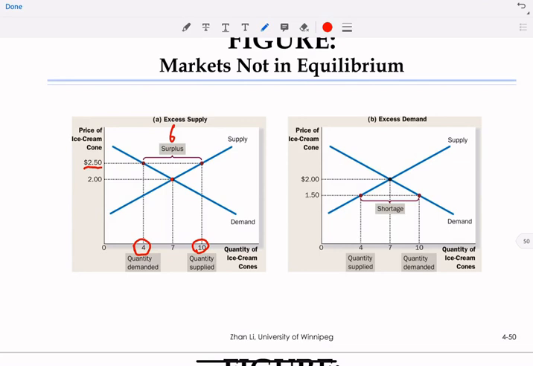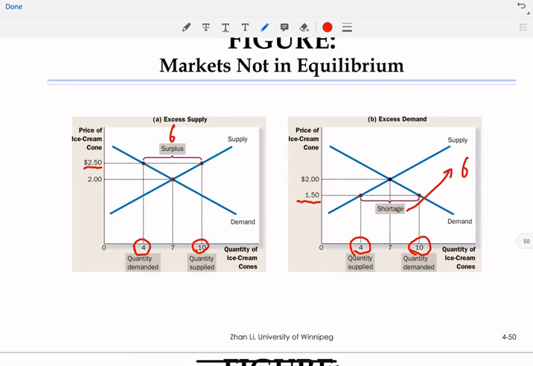Now, let's look at the picture on the right-hand side, picture B. Here we are looking at the price 1.5. It's a price lower than $2, lower than the market equilibrium price. And now I can see that from the demand curve, the quantity demanded is 10, and the quantity supplied is 4. So here, quantity demanded is larger than quantity supplied. So we have a shortage of what? Of 6, 10 minus 4.